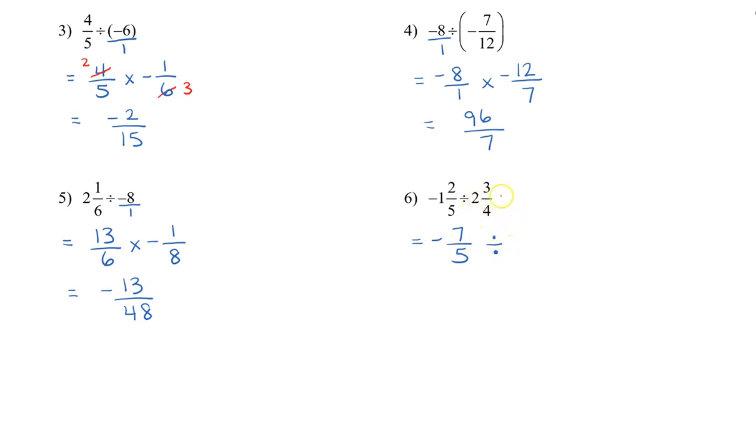So 4 times 2 plus 3 is 11 over 4. Now I'm going to change this to multiplying by the reciprocal. And nothing can reduce. So negative 7 times 4 is negative 28. And 5 times 11 is 55. And we can't reduce because 7 doesn't go into either 5 or 11, and 7 is a prime number, and 4 is an even number, and it doesn't go into 5 or 11, and 2 doesn't either. And that's how we divide fractions.